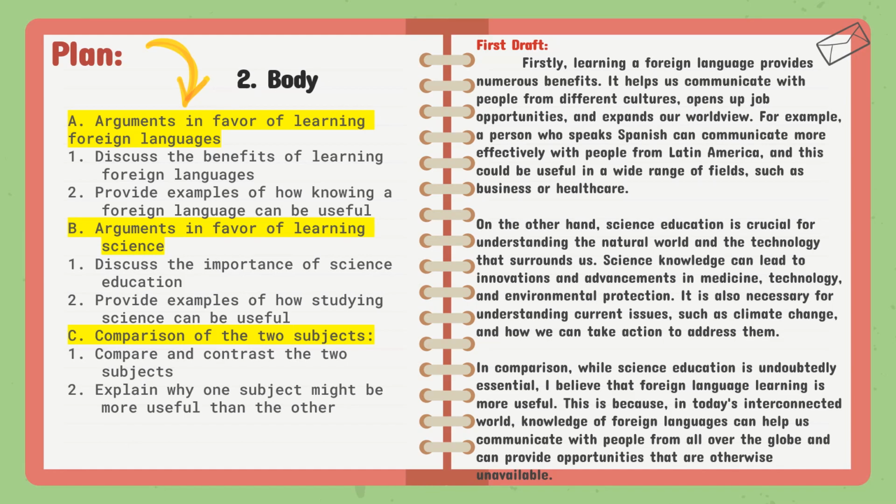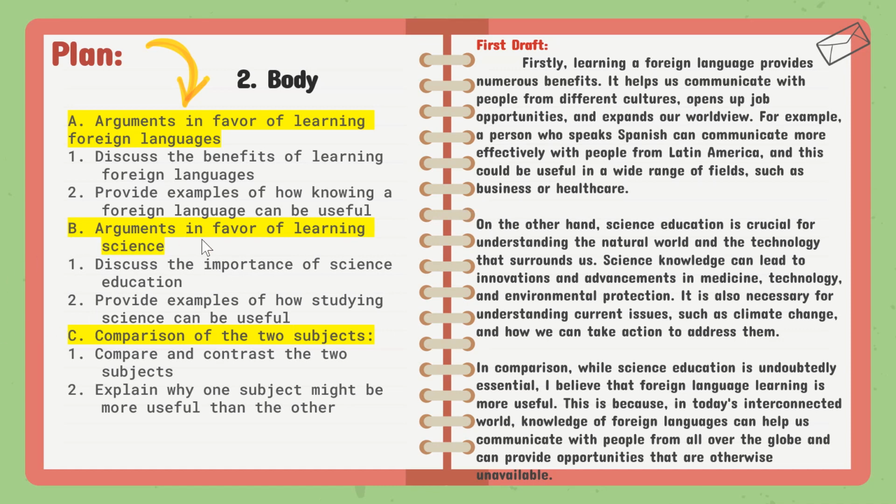Okay, so what should I continue with right now? I should go to the second part. I should provide examples. Do you see? I'm going with a sequence, the same order that I wrote in the plan itself. So for example, a person who speaks Spanish can communicate more effectively with people from Latin America, and this could be useful in a wide range of fields, such as business or health care. So as you see, I provide the example. With this paragraph, I'm done.